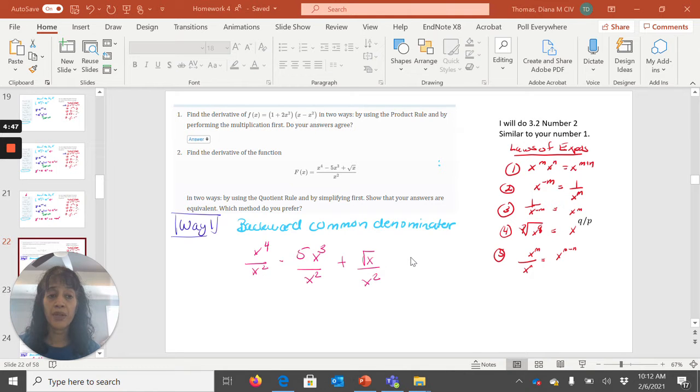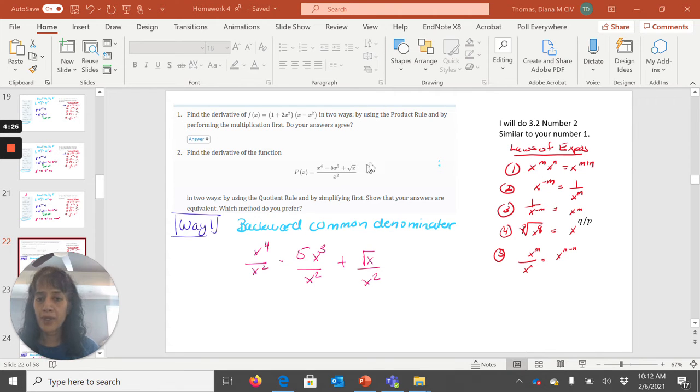I'm going to do 3.2 number 2. It's similar to number 1. Actually, it's a little bit harder. So they ask you to do this problem in 2 ways. One is that you're going to multiply this out, FOIL, and then use the power rule. The other is that you're going to consider this as a product. So this is your first and this is your second function, and you're going to apply the product rule.